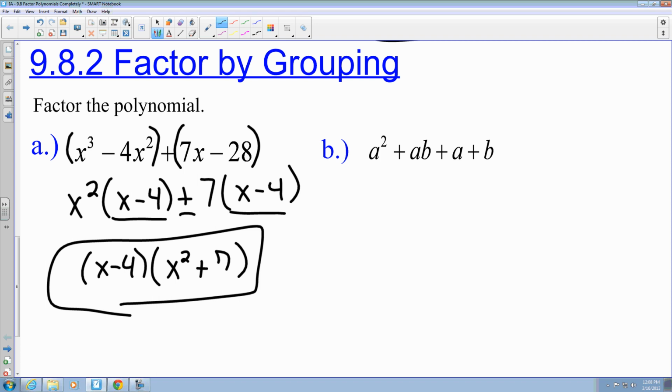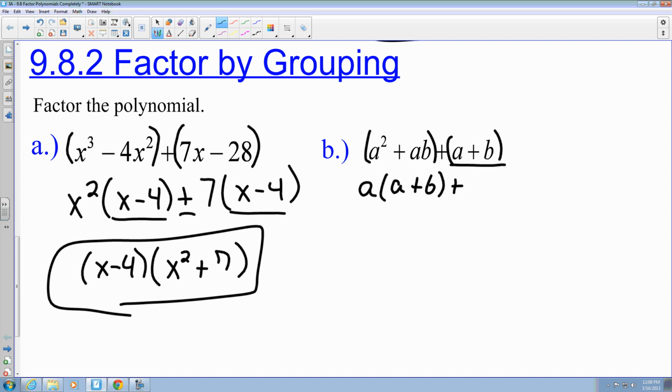And I can't factor that out anymore. So that's my answer. So if I look at B, I put the parentheses here. So now again, I'm going to look at it as a squared plus ab. What can I factor out of there? I can factor out an a. So it becomes a times the quantity a plus b. And I got plus, and this is already a plus b.